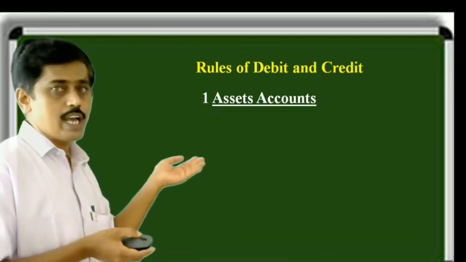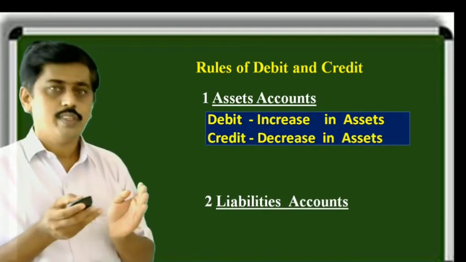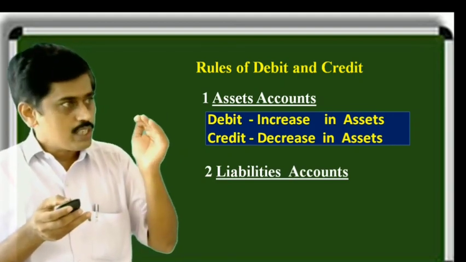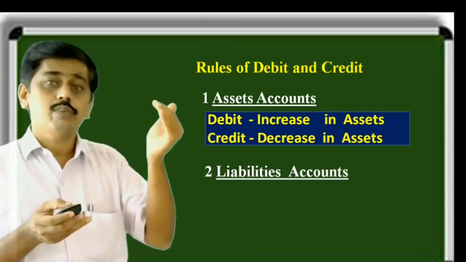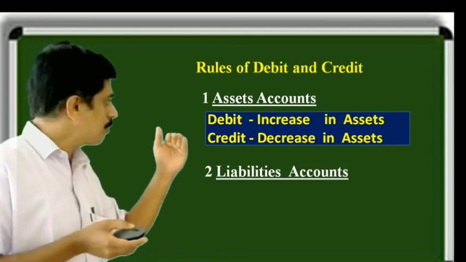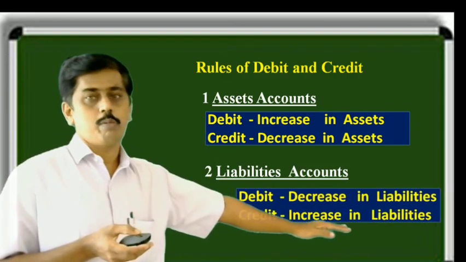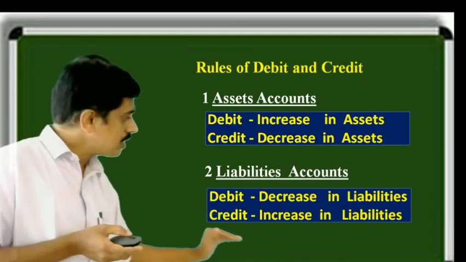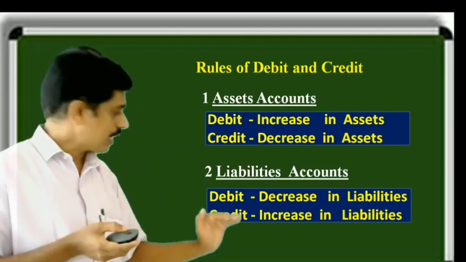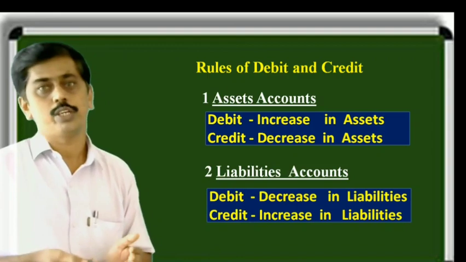And next, liabilities accounts. In the case of liabilities accounts, the rule is reverse. If there is an increase in liability, you have to credit it, and if there is a decrease in liability, you have to debit it. So the rule of debit and credit for liabilities accounts is debit decrease in the value of liabilities, credit increase in the value of liabilities. That's about the liabilities accounts.